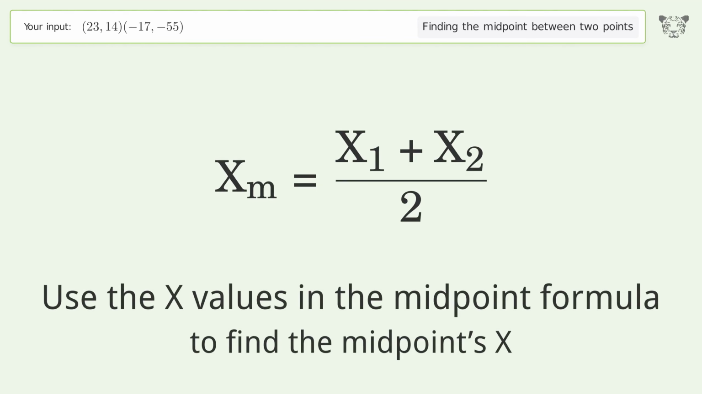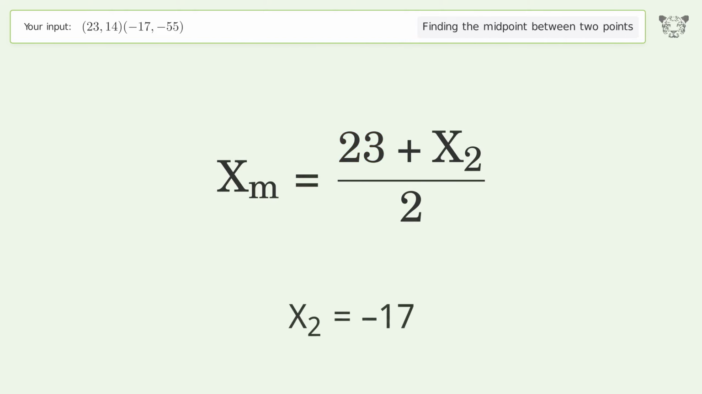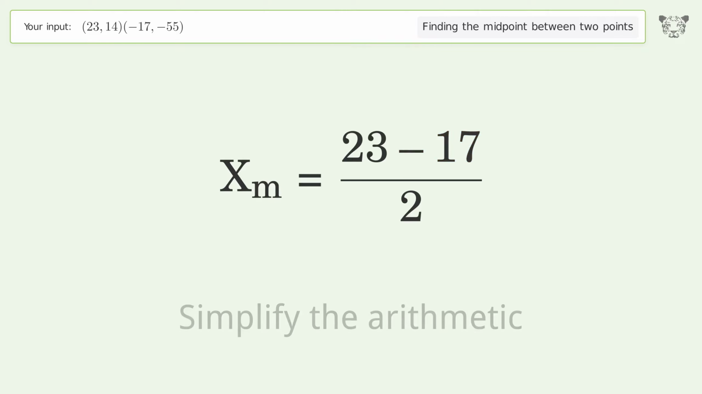Use the x values in the midpoint formula to find the midpoint's x. x1 equals 23. x2 equals negative 17. Simplify the arithmetic.